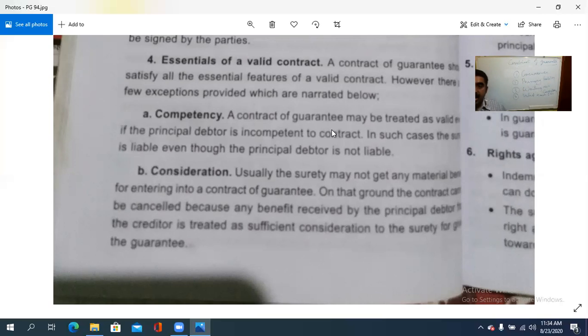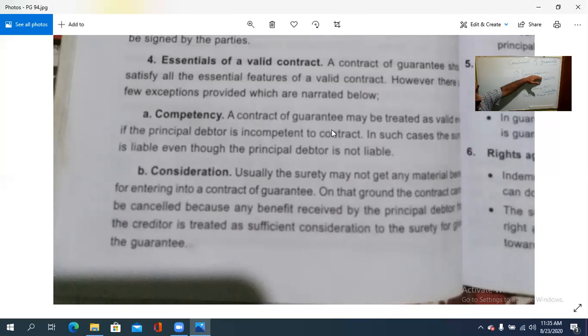Surety എന്ന് പറഞ്ഞ വ്യക്തി ആരാണ് ഫൈനലി ഗ്യാരണ്ടിയർ ആയിട്ട് നിൽക്കുന്ന അവർക്ക് may not get any material benefit for entering into a contract of guarantee. On such ground that, on such instance that the contract can be cancelled because the contract ഇല്ലാതായി പോകാം because any benefit received by the principal debtor to the creditor is treated as sufficient consideration to the surety for such a right. So, essentials of a valid contract other than the competency and consideration that is to be applicable. So what is that?